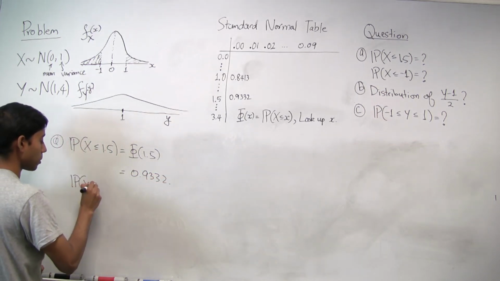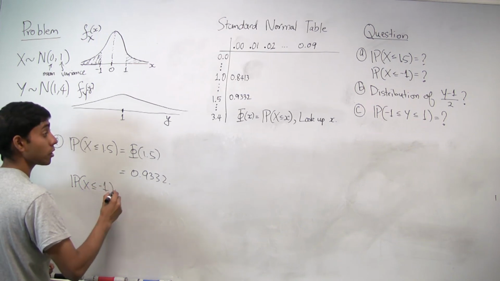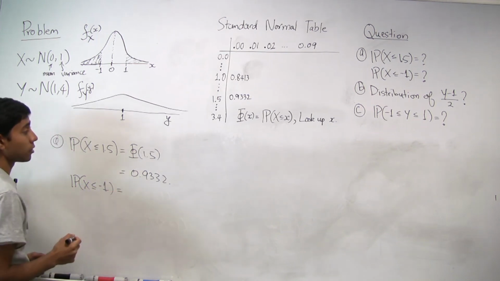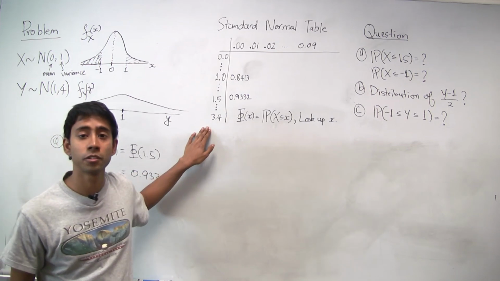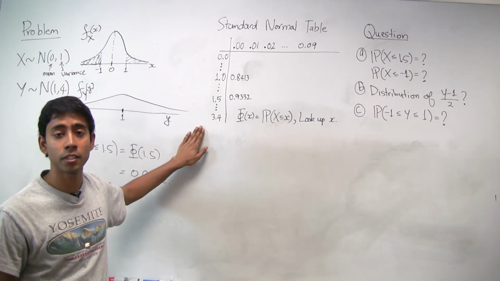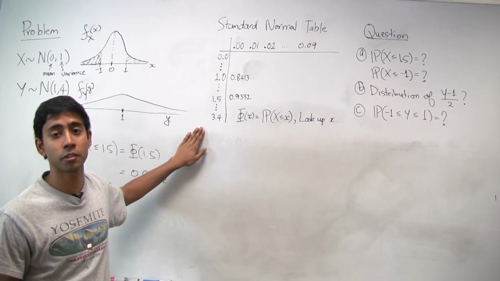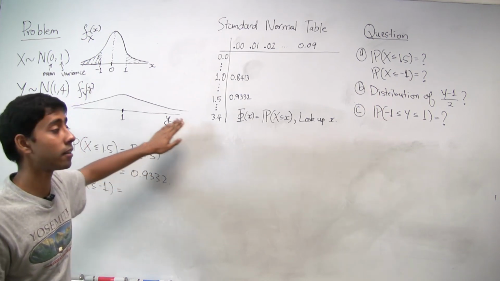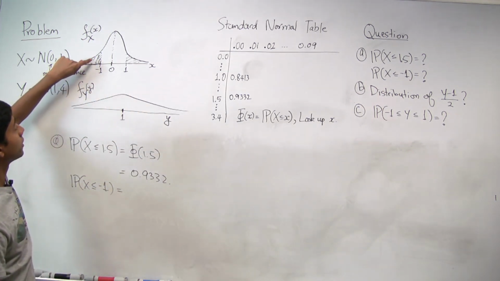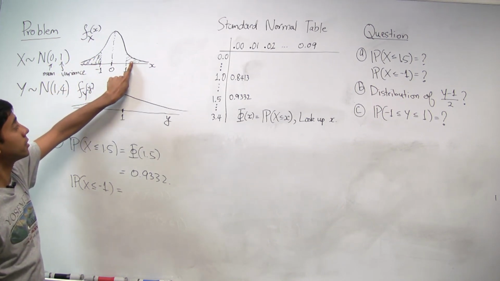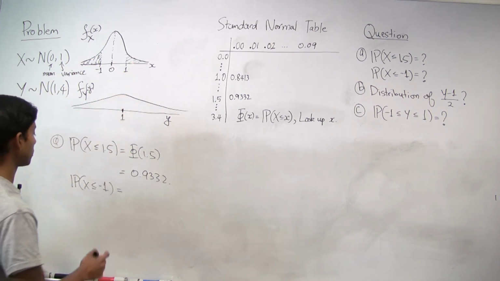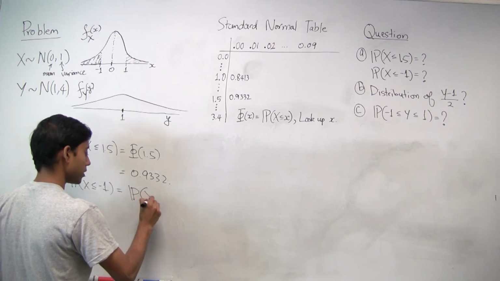Then we're asked, what's the probability that x is less than or equal to -1? Notice that negative values are not on this table. The reason is that the standard normal is symmetric around 0, and we don't really need them. We just recognize that the area in this region is exactly the area in this region. And so that's equal to the probability that x is greater than or equal to 1.